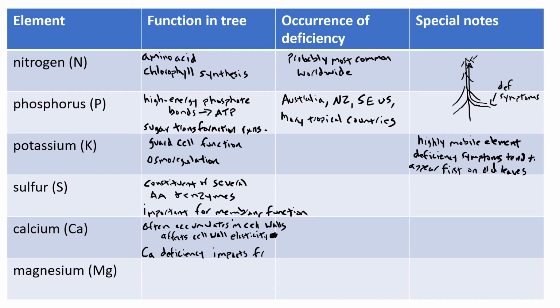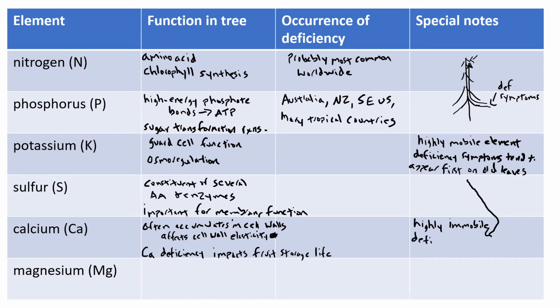So for instance, apples from a tree with a calcium deficiency will rot more quickly than from a tree with sufficient calcium. And then magnesium, oops, I forgot to mention for calcium. Calcium, because it occurs in cell walls, is highly immobile. So it's in contrast to potassium. Therefore, we would expect the opposite in terms of deficiency symptoms.